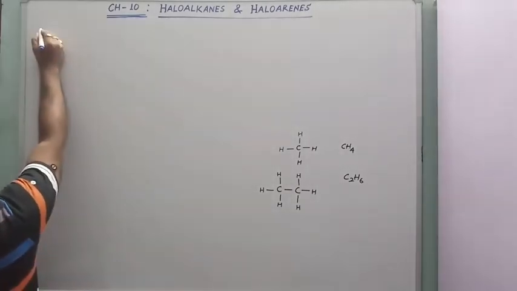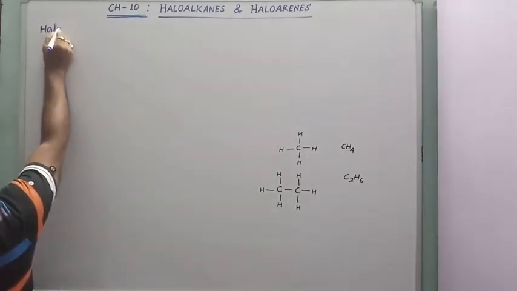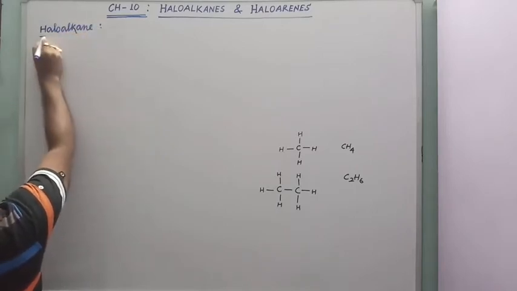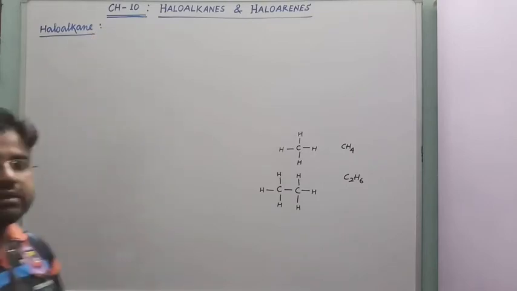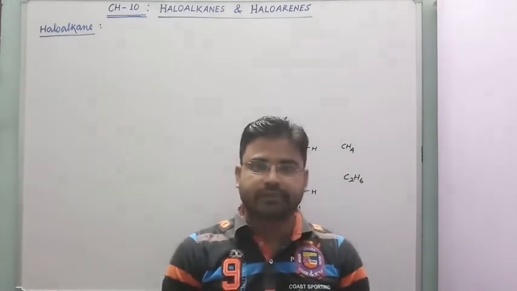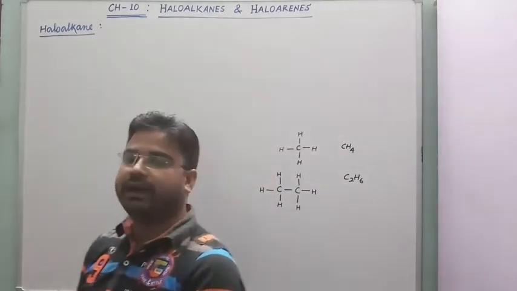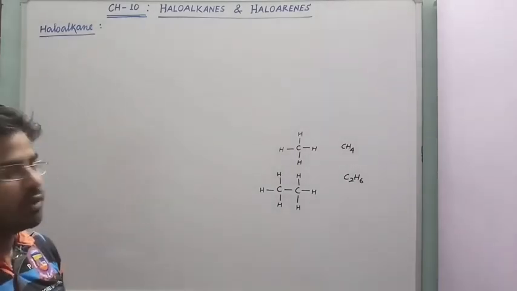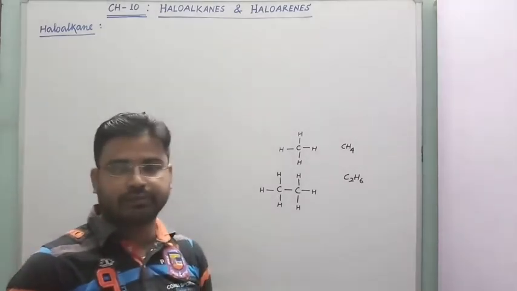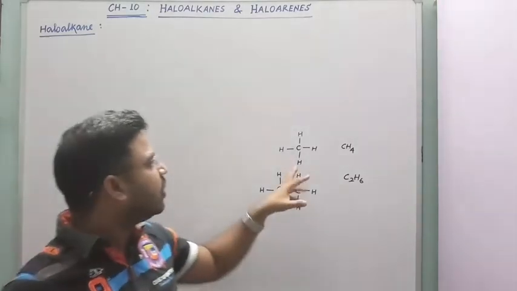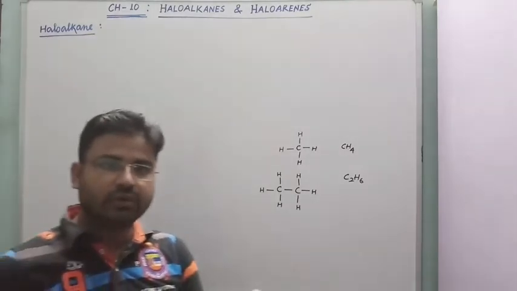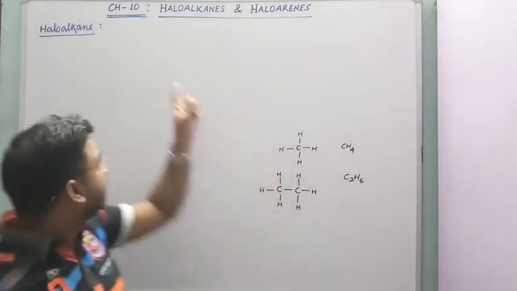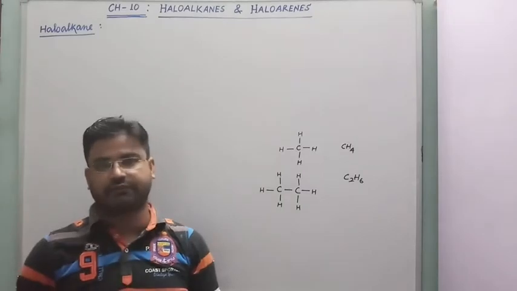So at first you need to know what is haloalkane. Haloalkanes are also called alkyl halides. So their common name is alkyl halide and the IUPAC name is haloalkane. So what are haloalkanes? When one or more hydrogen atoms of an alkane are replaced by an equal number of halogen atoms, then haloalkanes or alkyl halides are formed.